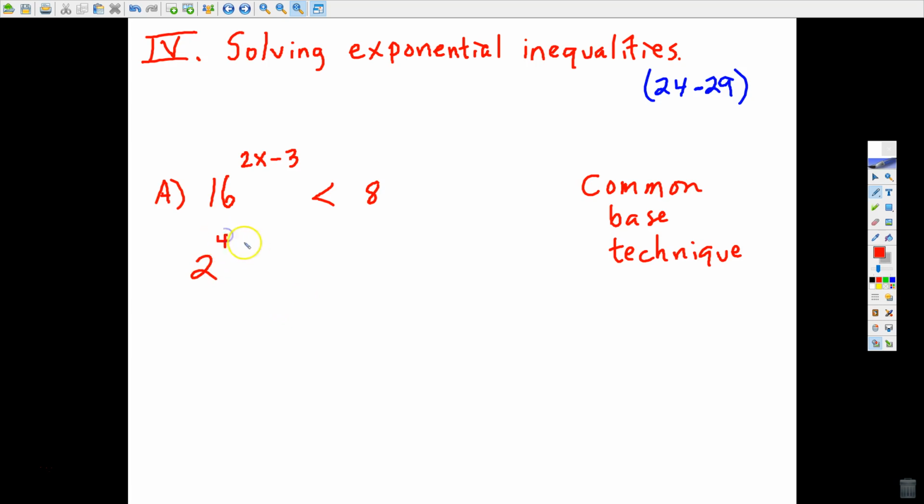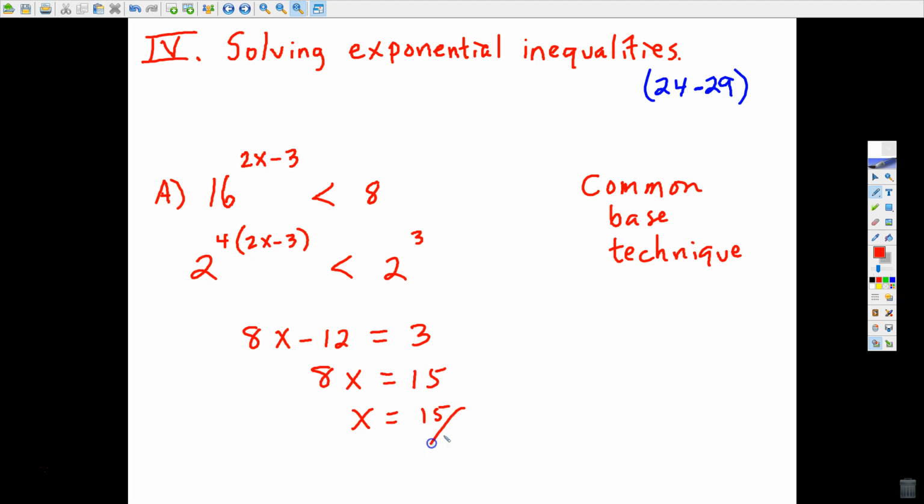Good. 2 to the 4th is the same thing as 16. And over here we can do 2 to the 3rd. And now, just like we did before, we're just going to let the exponents equal each other. 8x minus 12 is equal to 3. 8x is 15. x is 15/8. Okay, questions?